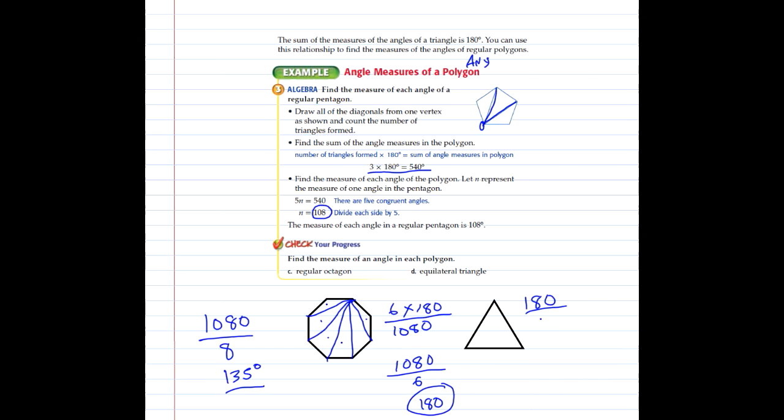This is an equilateral triangle. The sum of the angles in any triangle is 180, divided by 3. That would make each of those angles 60 degrees.